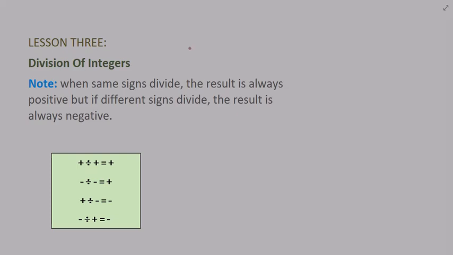Okay, so for values like negative 2 divided by negative 2, the sign of 2 here is negative and the sign of 2 here is also negative. Because they are negative values dividing each other, the answer is going to be a positive value. So we finally end up with a positive 1.